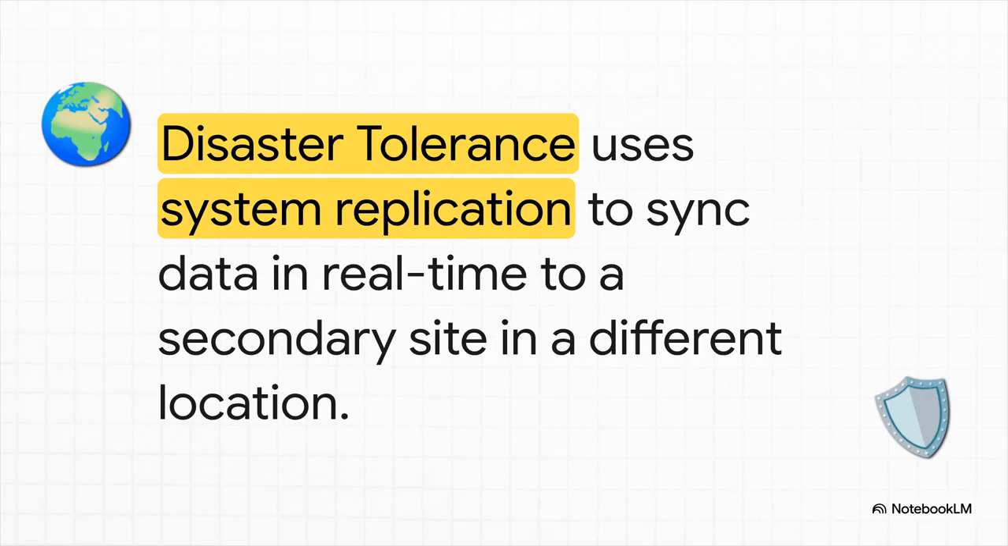And then there's the worst-case scenario. Your entire data center has an outage. For this, you need disaster tolerance. This is achieved through system replication. Your main system is continuously syncing all its data in real time to a secondary system in a completely different location. So if the worst happens, your business can fail over to the other site and just keep on running.